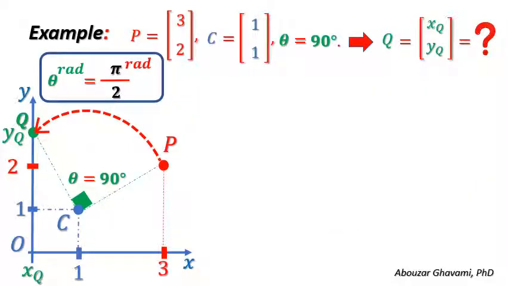Let's convert these mathematical parameters into Python language. For pi, we use constant parameter in math library denoted as math.pi. Thus, theta in radians equals to math.pi divided by 2.